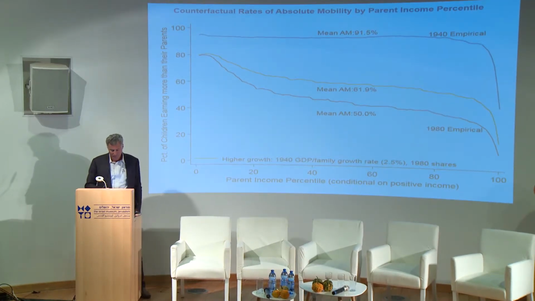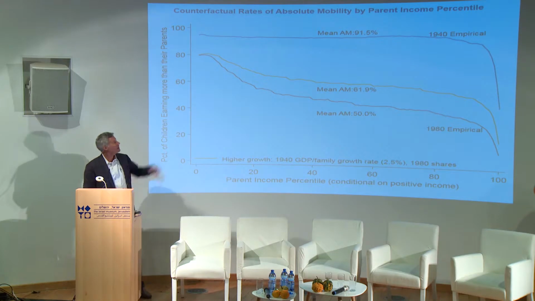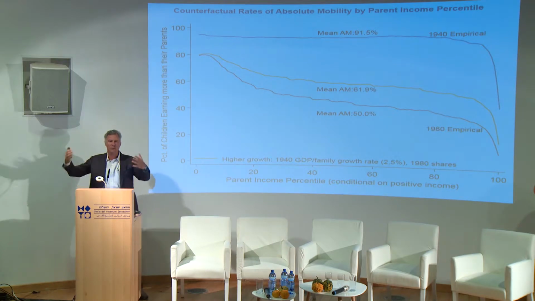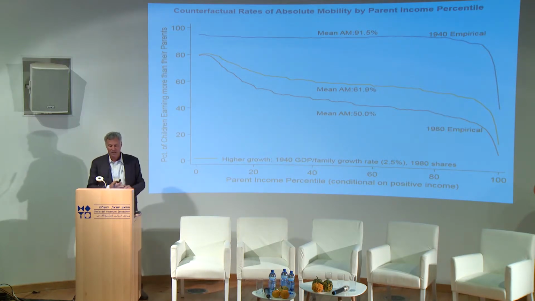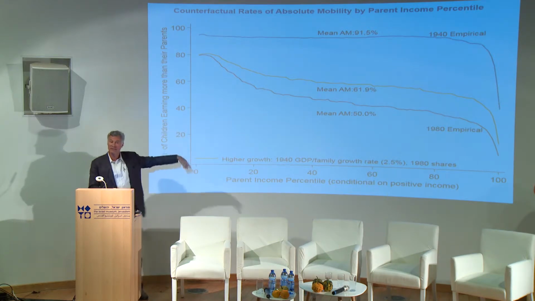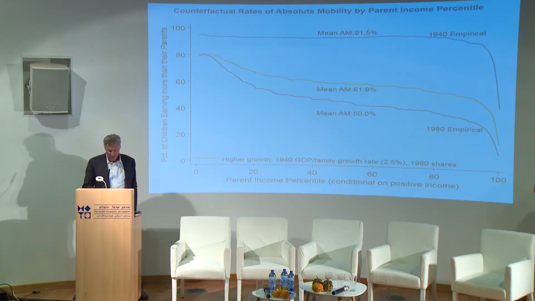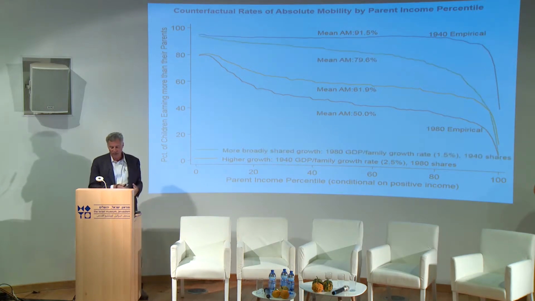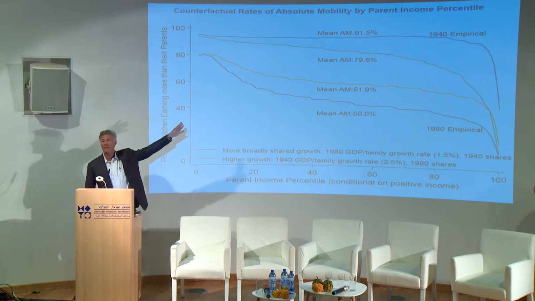If they assume a faster growth rate, growth of 2.5%, but the actual distribution that we have for the 1980 birth cohort, the average would have been 62% of children earn more than their parents as opposed to 50%. So that accounts for maybe 30% of the difference that we see in mean absolute mobility. And if they impose the other counterfactual, which is we have the actual growth rates that we've observed, 1.5%, but we distribute the income the same way that it was distributed for the 1940 cohort, absolute income mobility would be 80%.